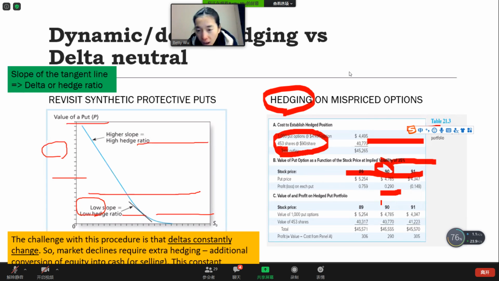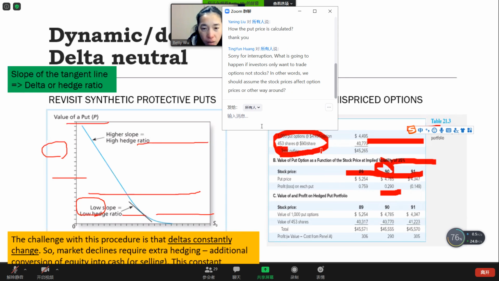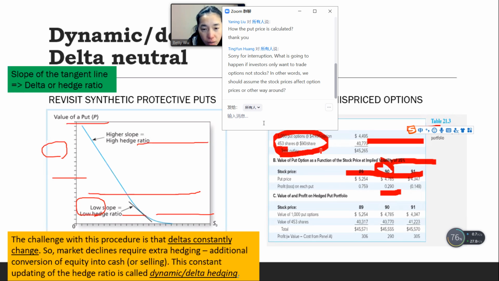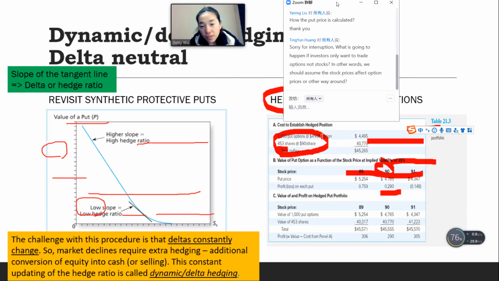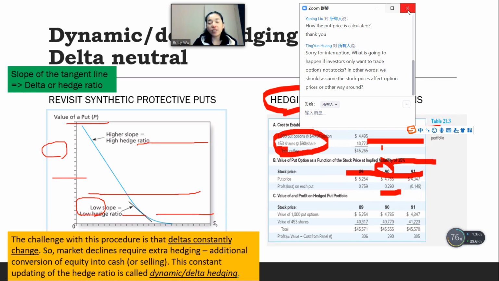All right, and what's going to happen by the trade if you only want to trade options, not stocks? I think in this case, the investor can only trade options, that's fine. But the idea behind this exercise is trying to achieve a hedged position. And that's why they hold stocks.